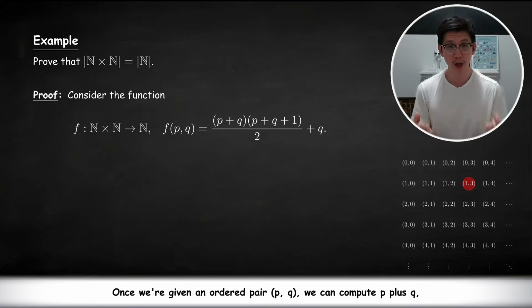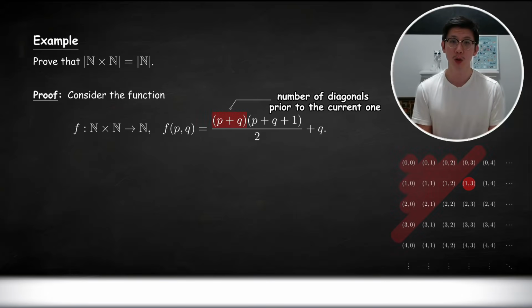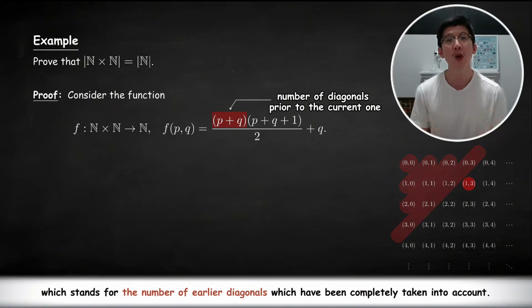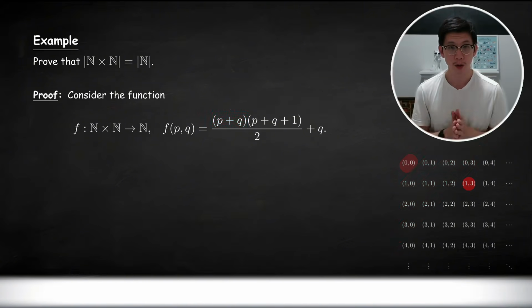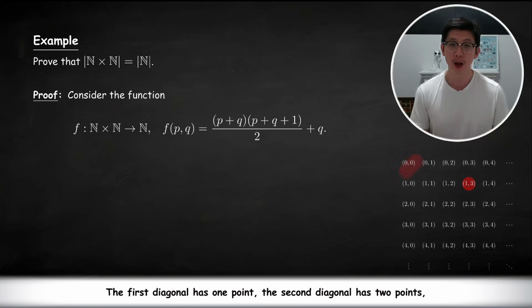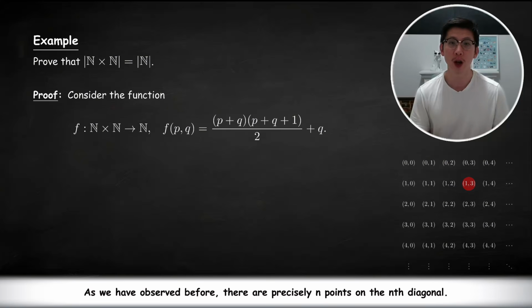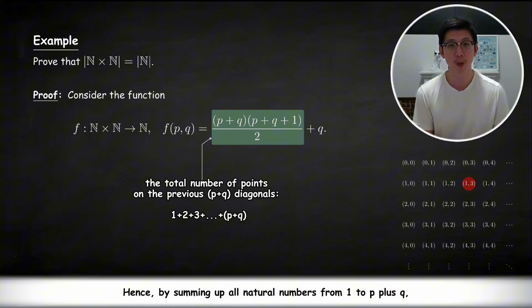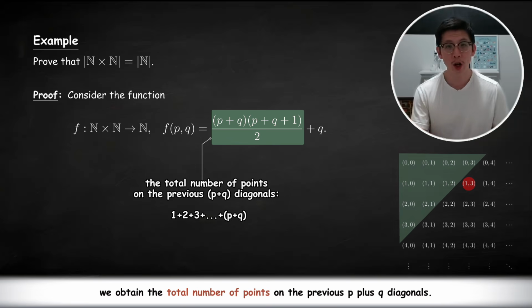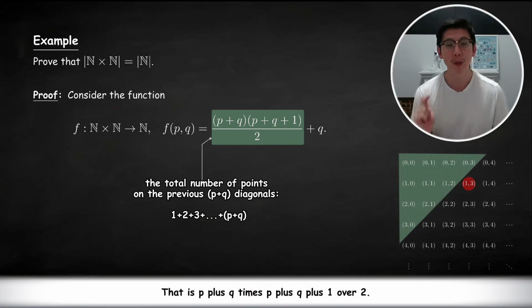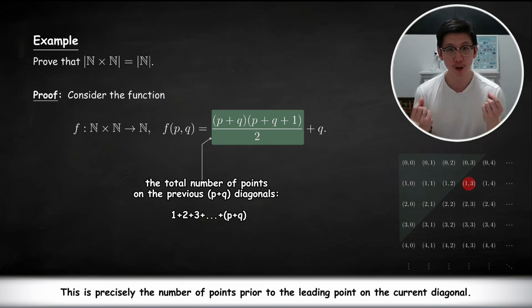Once we're given an ordered pair (p, q), we can compute p + q, which stands for the number of earlier diagonals which have been completely taken into account. The first diagonal has 1 point, the second diagonal has 2 points, the third diagonal has 3 points. As we have observed before, there are precisely n points on the nth diagonal. Hence, by summing up all natural numbers from 1 to p + q, we obtain the total number of points on the previous p + q diagonals. That is, (p + q)(p + q + 1)/2. This is precisely the number of points prior to the leading point on the current diagonal.